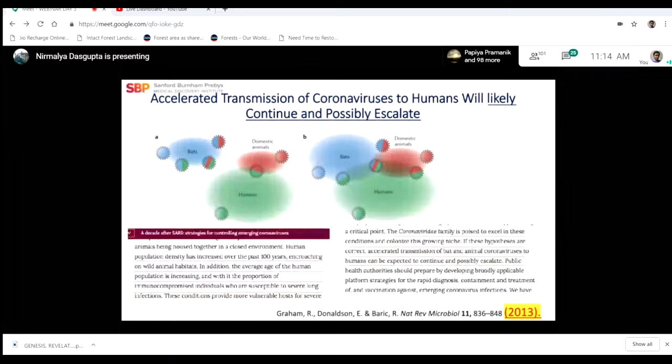Because in the last 100 years, our population growth is so high that there is a severe intersection between bat habitat, human habitat, and the domestic animal habitat. So it is always our fault, and we are encroaching on their habitats. We are causing deforestation.